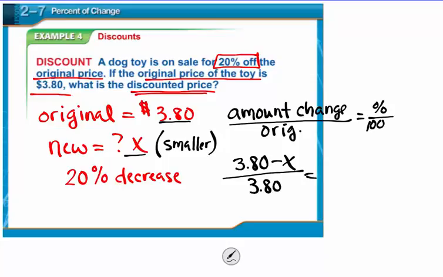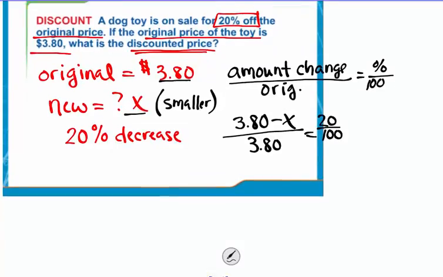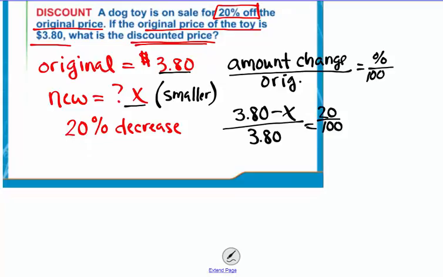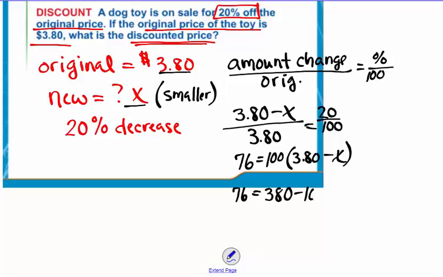And that equals percent over 100. The percent that we're talking about is 20. I have a proportion. I'm going to use cross products to simplify. 3.8 times 20 is 76. 76 equals 100 times the quantity 3.8 minus X. Use the distributive property. 76 equals 380 minus 100X.